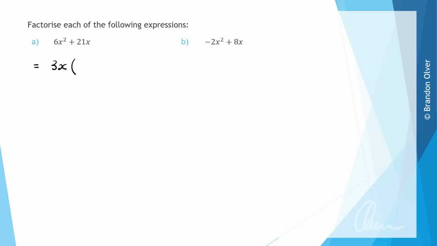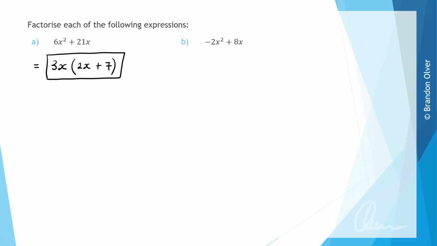And then we need to think about what would we multiply 3x by to get 6x squared. And that would be the term 2x. And then what would we multiply 3x by to get to 21x? And that would be 7. So that is the factorized form for part A.